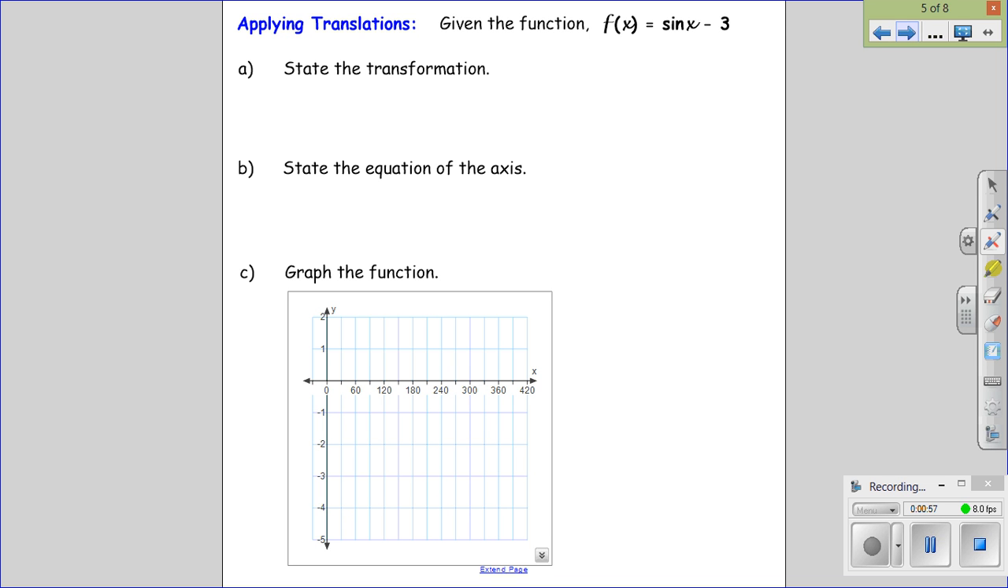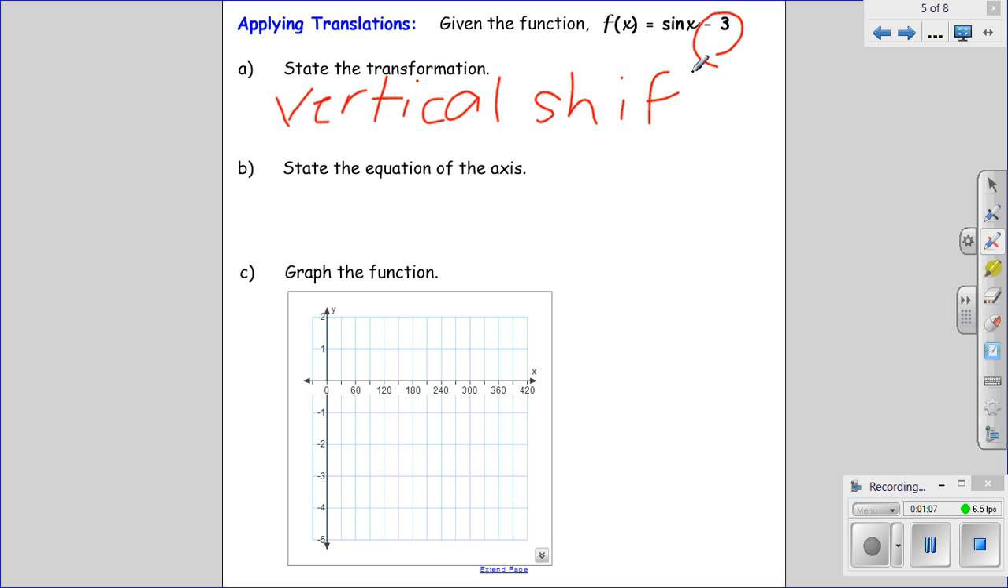If we're going to graph f of x equals sine x minus 3, that minus 3 is a vertical shift, and it's important to tell me a direction. I don't want a plus or a minus. I want you to tell me that's moving down 3. If everything moves down 3, the equation of the axis will also move down 3 to negative 3.